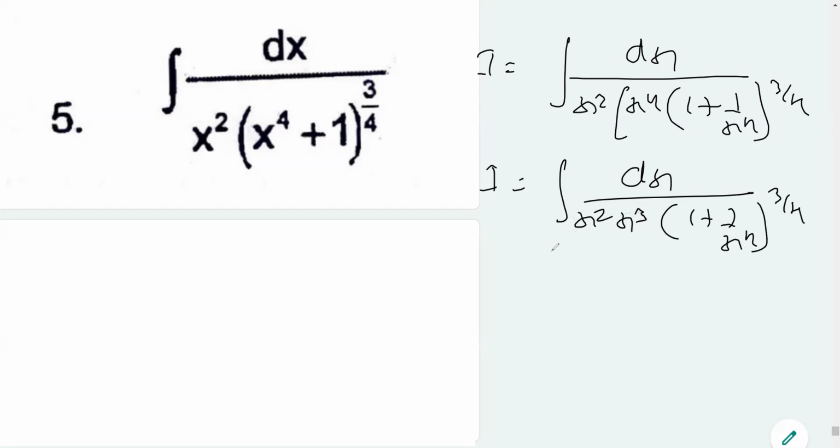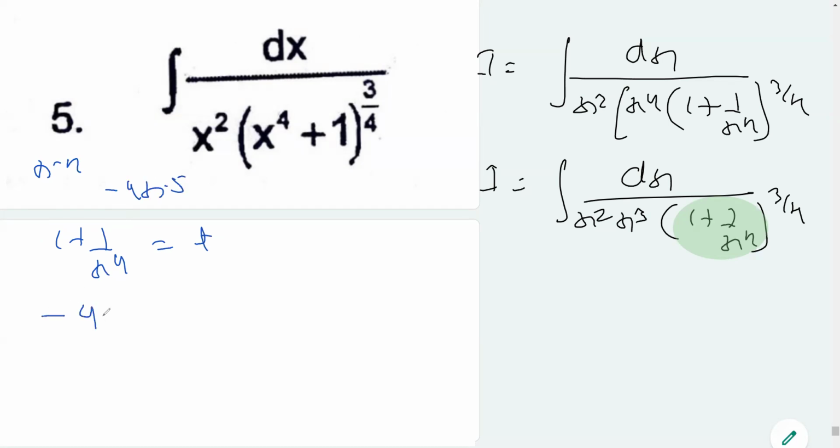This is what? x raised to the power 5, right? This is x raised to the power 5. Now I'm going to consider this as t. So if I do so, let's say 1 plus 1 over x raised to the power 4 as t. If I find its derivative, the differentiation of this is what? This is actually x raised to the power minus 4. So it should give you what? Minus 4 x raised to the power minus 5.